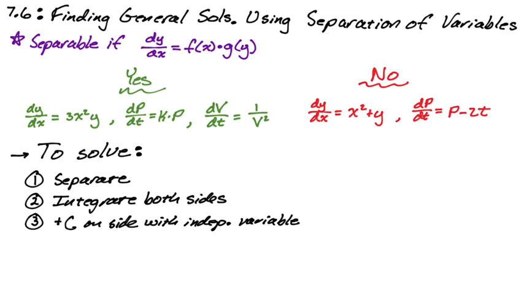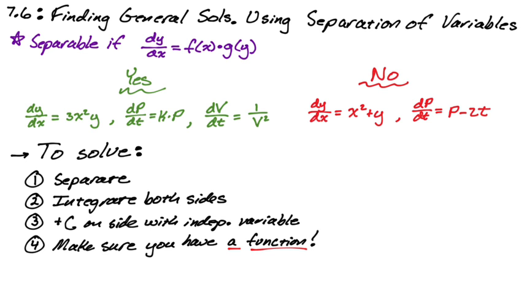And then you have to make sure that you have an actual function. So you can't get y squared is equal to x squared plus 1. That's not a function, so it's not actually the solution. It's really that y is equal to plus or minus the square root, and then you determine the plus or the minus based on the range, which we talked about for verifying solutions. So that's the method that I follow.